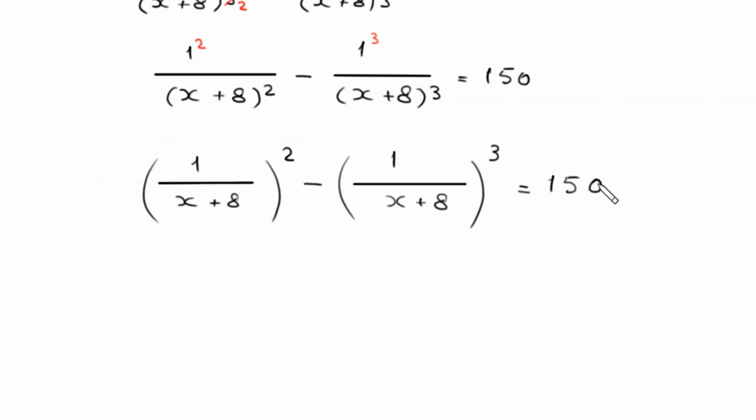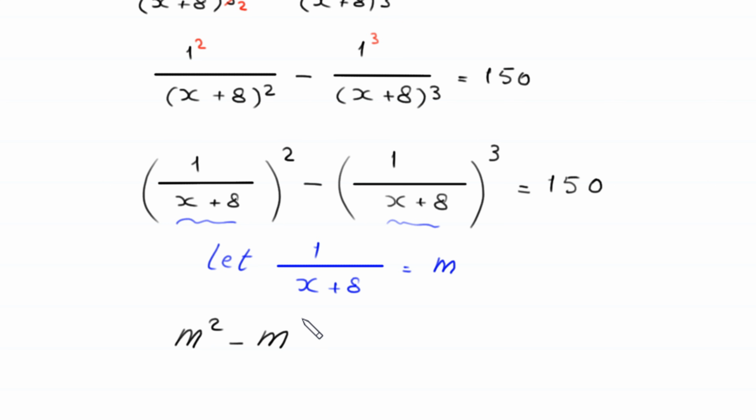Now here we have the same expression 1 over (x + 8) in both places. So we suppose that 1 over (x + 8) is equal to m, and we substitute m in this equation. Then this equation will become m squared minus m cubed is equal to 150.